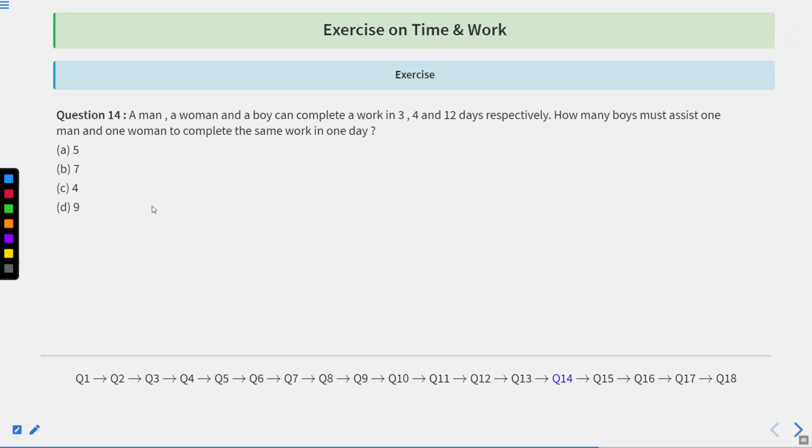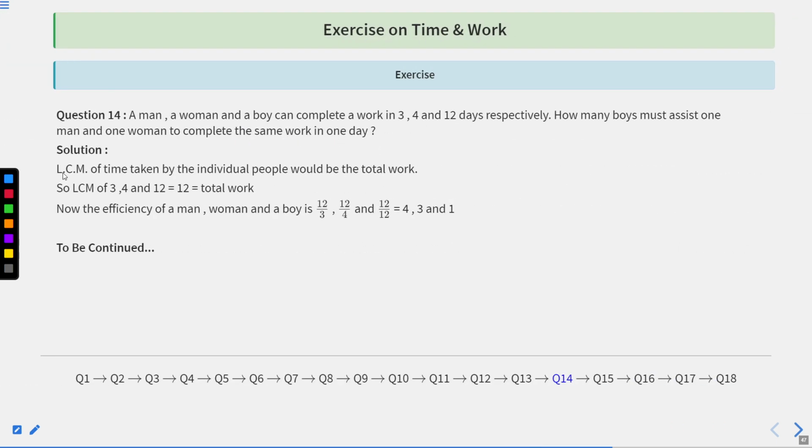Question number 14. A man, a woman, and a boy can complete a work in 3, 4, and 12 days respectively. How many boys must assist 1 man and 1 woman to complete the same work in 1 day?